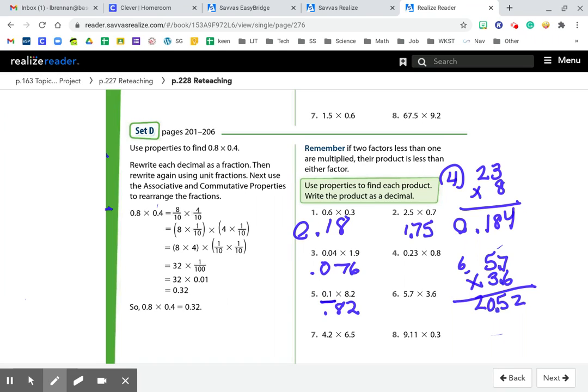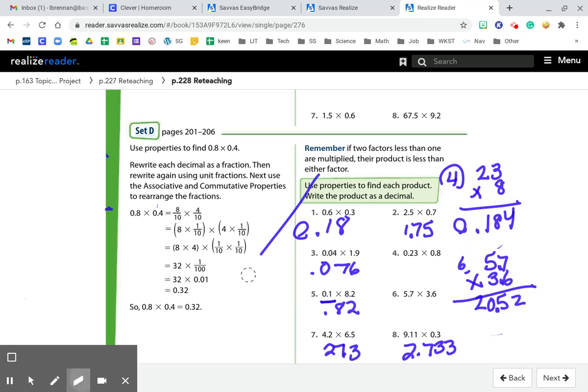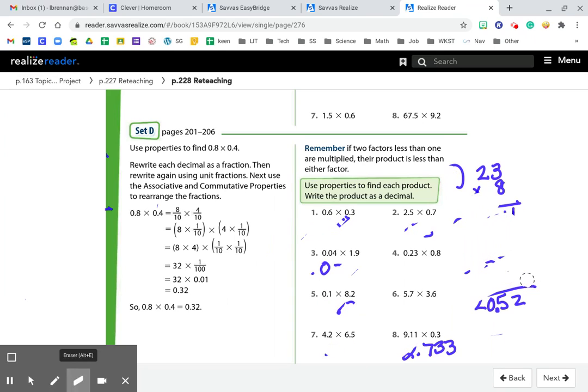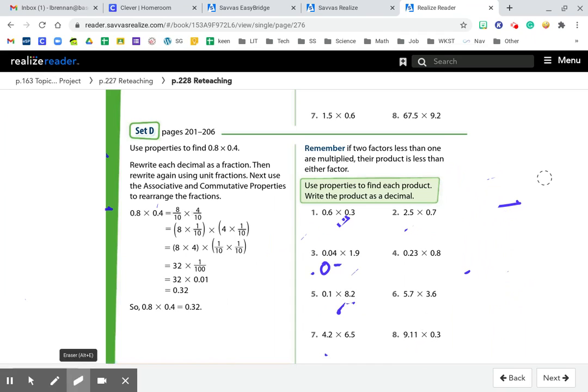For 7, do the math, check your work. And that's basically our review. So it's a lot of math computation. And for set E, again, for set E, we get to just put the decimal where it belongs. So let me go ahead here. Almost done.